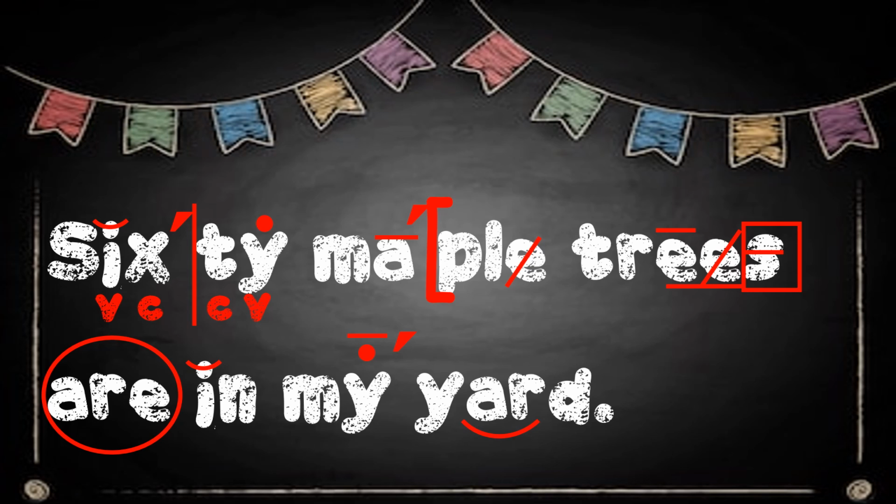Now let's read our sentence together. Sixty maple trees are in my yard. That's a lot of trees for somebody's yard. They must have a very big yard.